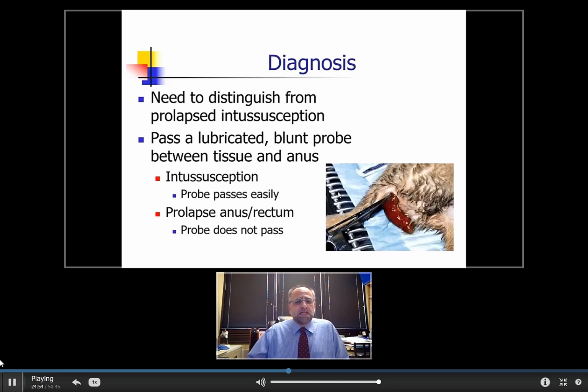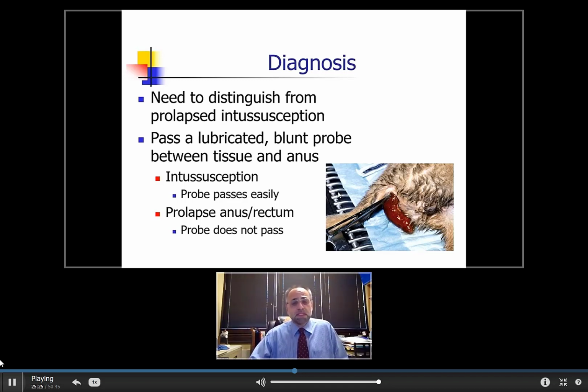As far as diagnosis goes, we need to try to diagnose whether or not this is a prolapse or a true intussusception of the colon and rectum. And to do that, we will pass a lubricated blunt probe along the side of the tissue that's prolapsed and against the wall of the anus. If it's an intussusception, the probe's going to pass pretty easily, pretty far up. But if it is just a prolapse of the anus or rectum, the probe doesn't pass, and it's certainly a little bit easier to treat in that regard.